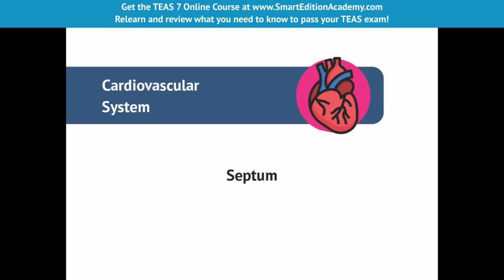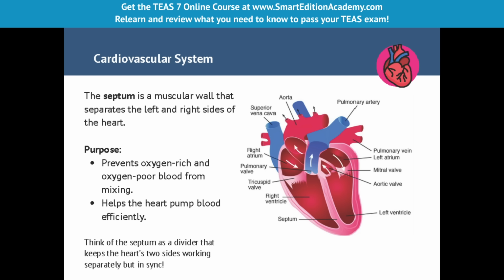Septum. What is the septum? What does it do, or what does it consist of? The septum is a muscular wall that separates the left and right sides of the heart. Its main purpose is to prevent oxygen-rich and oxygen-poor blood from mixing.